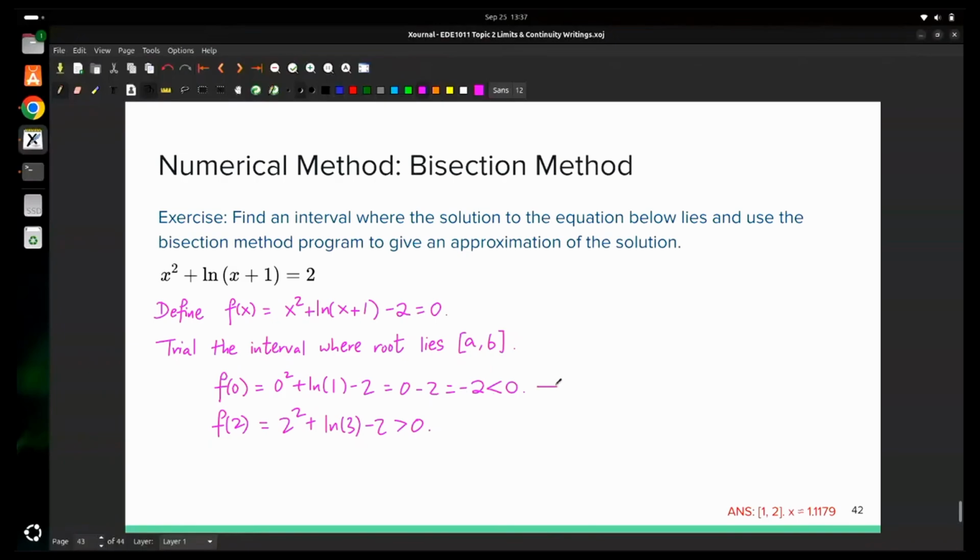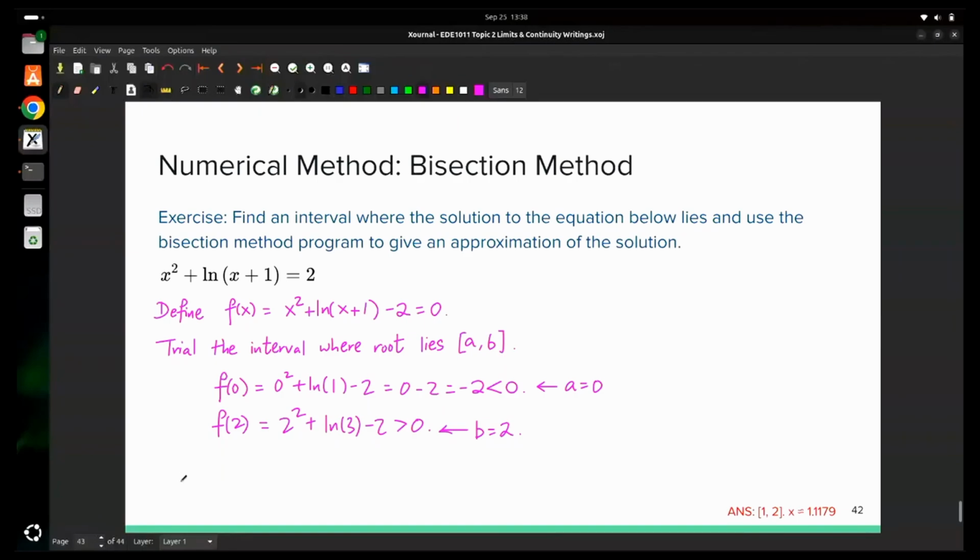So I just assign A to 0, and then I assign B to 2. Okay? So therefore, I found the interval where there is indeed a solution. Then, of course, I must also make sure that this is continuous. Because x squared is continuous everywhere, and in the interval from 0 onwards, this ln is defined. So therefore, that's continuous as well.